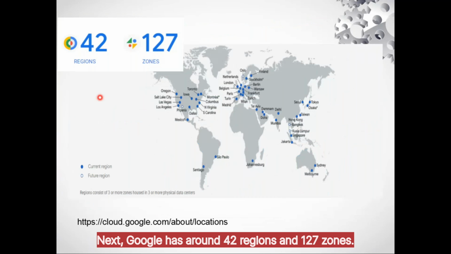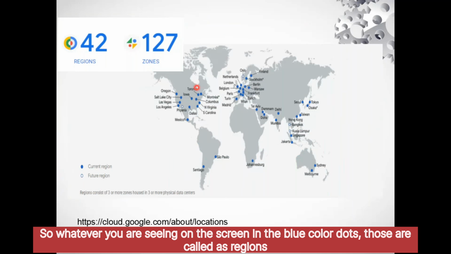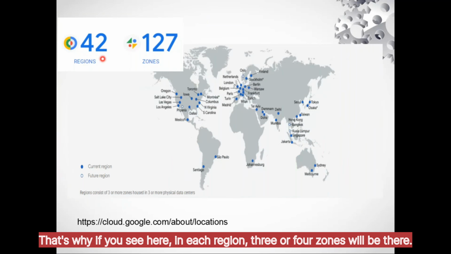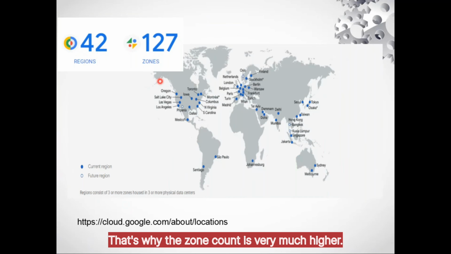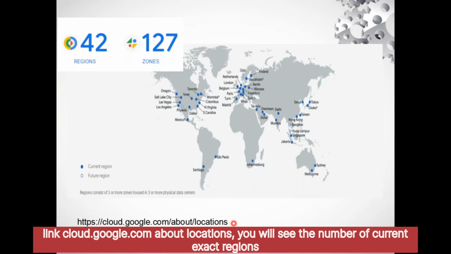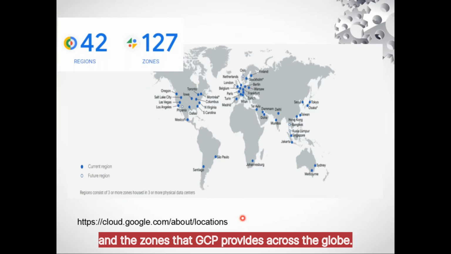Next, Google has around 42 regions and 127 zones. Whatever you are seeing on the screen as blue dots are called regions, and each region will have 3 to 4 zones. That's why, if you see here, in each region 3 or 4 zones will be there, and the zone count is much higher, 127 zones. If you want to see the detailed regions and zones, you can click this link, cloud.google.com about locations. You will see the exact current number of regions and zones that GCP provides across the globe.